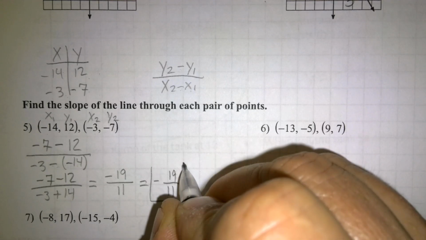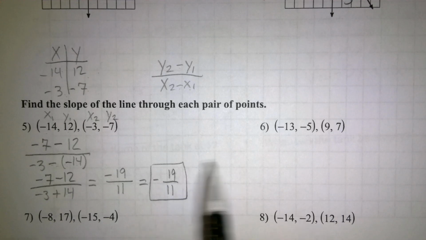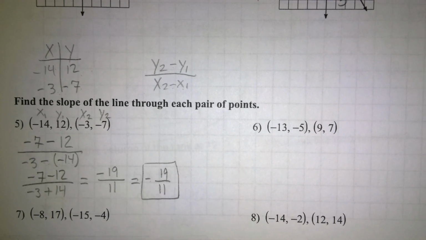I do prefer to bring the negative out front. It's okay to leave it in the top. It's not necessarily wrong to put it in the bottom, but you'll almost never see that in a textbook. We almost always put it either out front or up top.